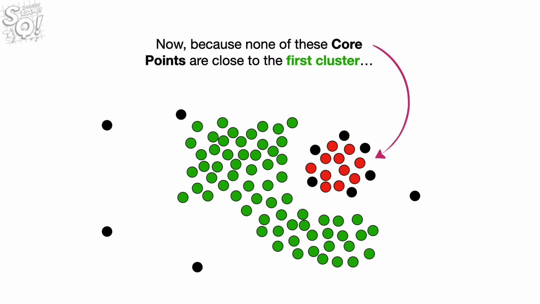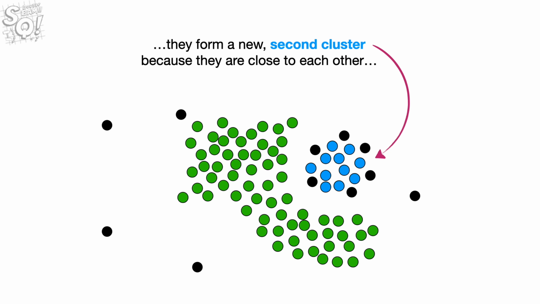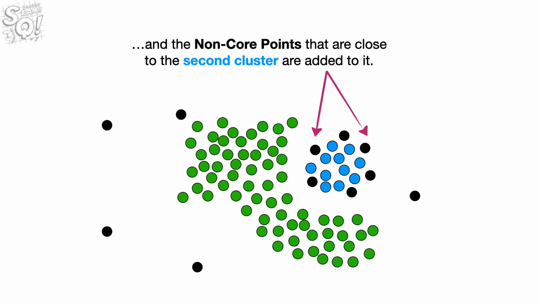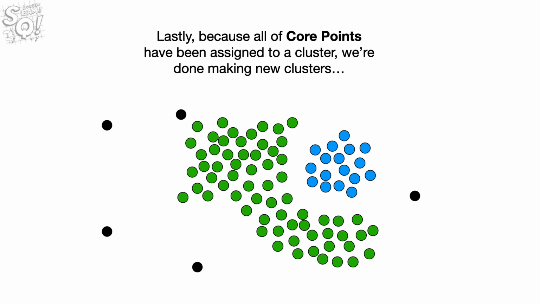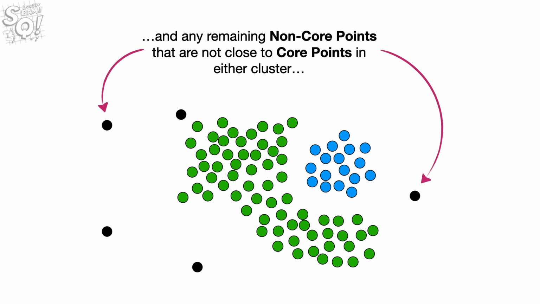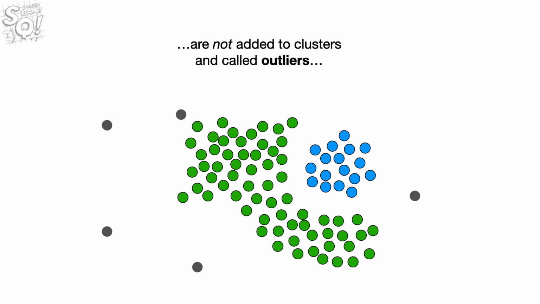Bam! Now, because none of these core points are close to the first cluster, they form a new second cluster because they are close to each other. And the non-core points that are close to the second cluster are added to it. Lastly, because all of the core points have been assigned to a cluster, we're done making new clusters. And any remaining non-core points that are not close to core points in either cluster are not added to clusters and called outliers. And that is how the DBSCAN algorithm works.